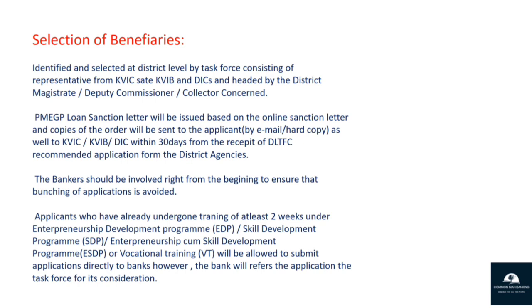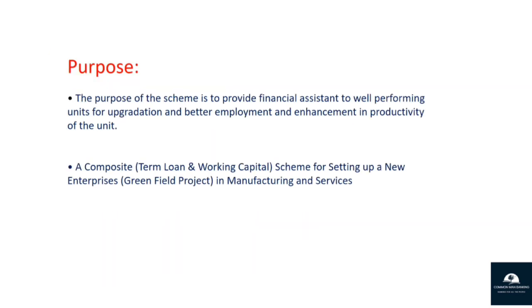The applicant has to undergo a training program of a minimum of 2 weeks. The training program is called the entrepreneurship development program, skill development program, or vocational training program. After you undergo the training program, they will produce a training certificate. With that certificate and a loan application, you have to apply separately to the concerned bank.